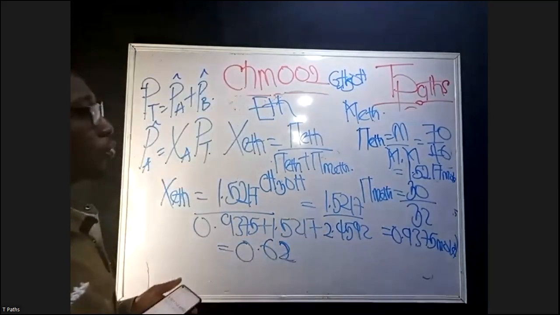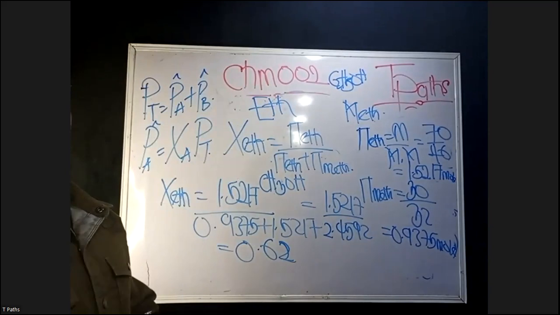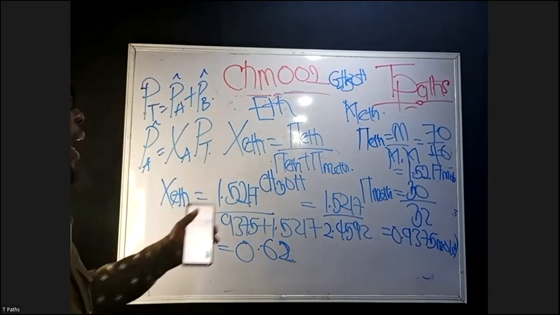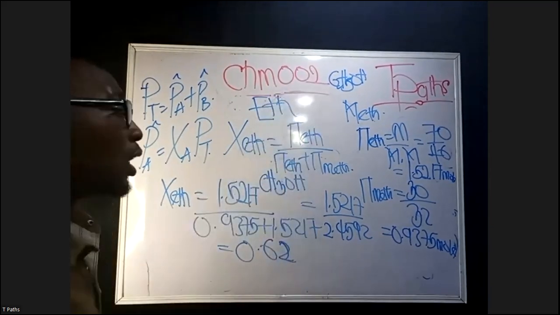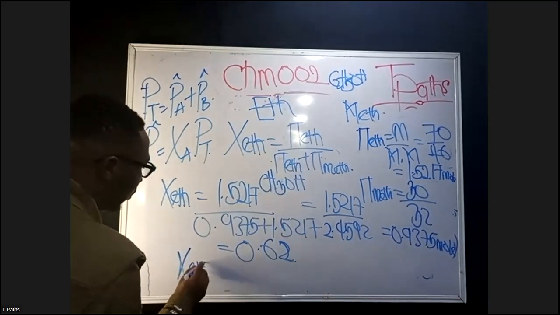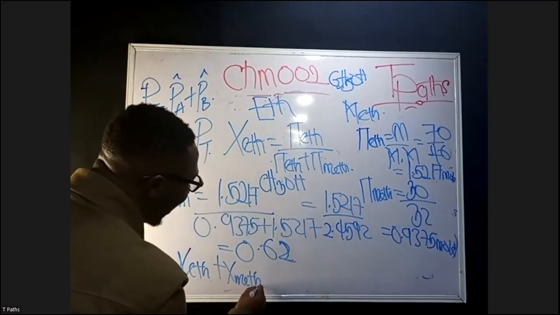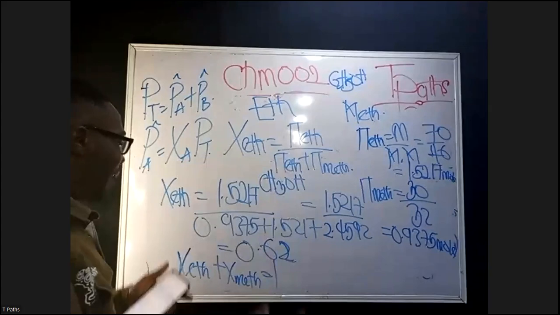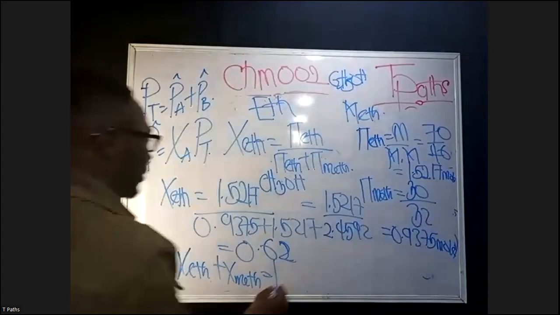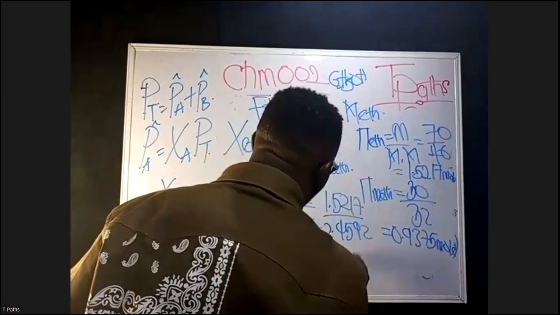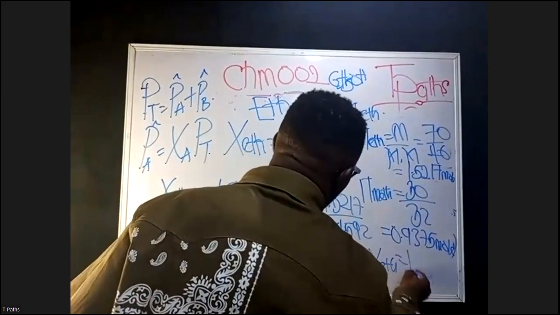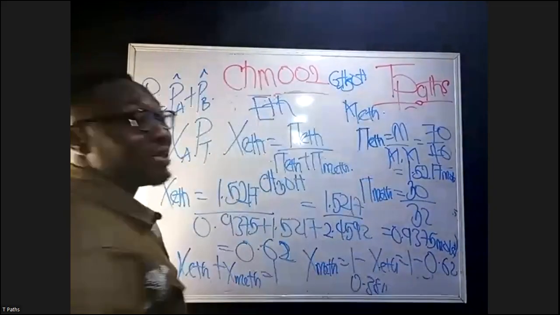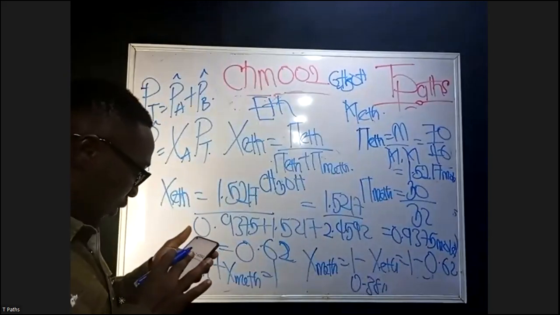That is 0.62. Now, when you are working with time, you need to be very smart. Let's say I have a limited amount of time to get the X of methanol. Why go through this long process again? I can easily do this. Recall that X ethanol plus X methanol must always give you 1. If you have A, B and C, the mole fractions of A, B and C must always sum up to give you 1. So why waste your time? X methanol will be equal to 1 minus X ethanol, and that is 1 minus 0.62, which is 0.38. If you try it, you get the same answer.